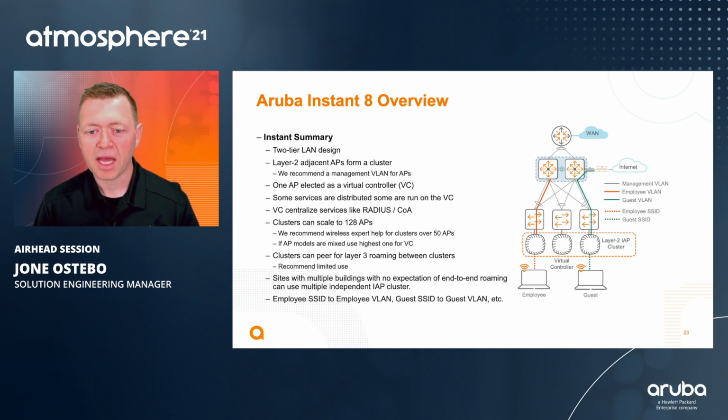For those that are scaling more than 128 APs, that might be that you have 128 APs on each floor in the building. We can do extension to layer 3 roaming between different clusters, but it's recommended to limit that kind of use. You will automatically then get into challenges with roaming that makes the roaming not as optimal as it would be if you're going with a controller-based architecture.